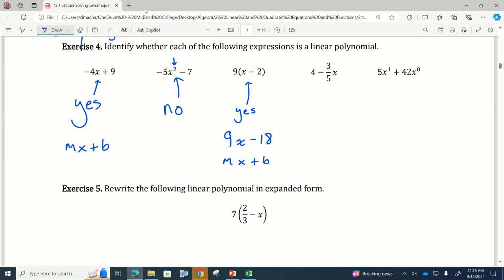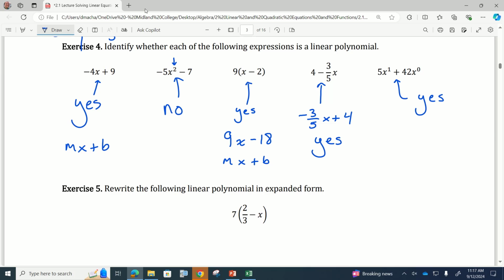It's not written in expanded form, but you could write it in expanded form. And that's the important part. Is that a linear polynomial? Yep. Because I could choose to write this in expanded form, mx plus b, where m is -3/5. So that works. And what about that one?